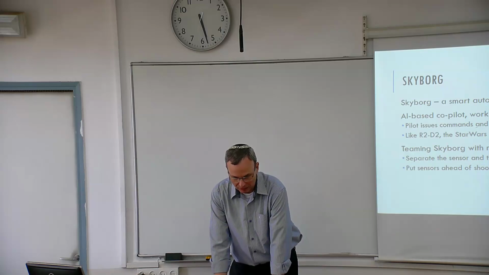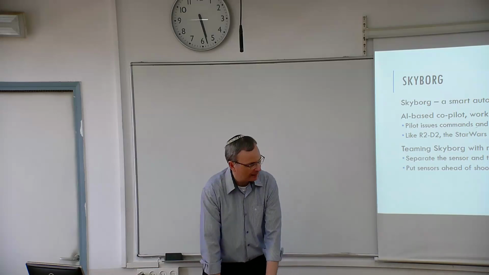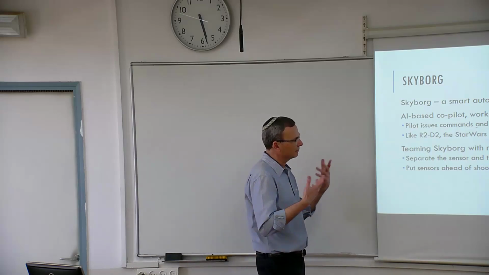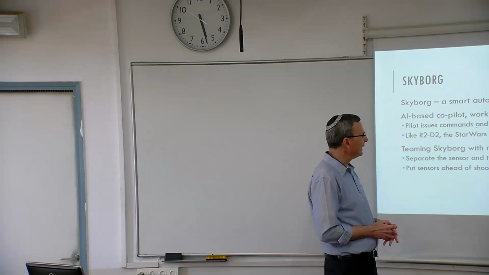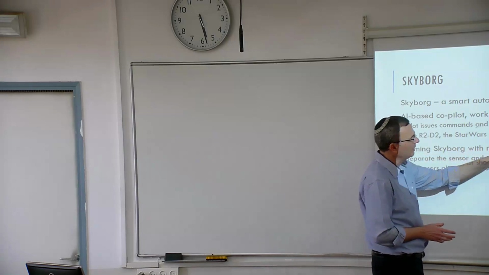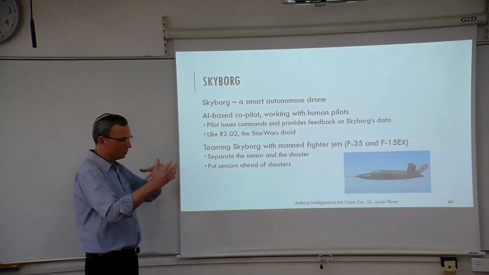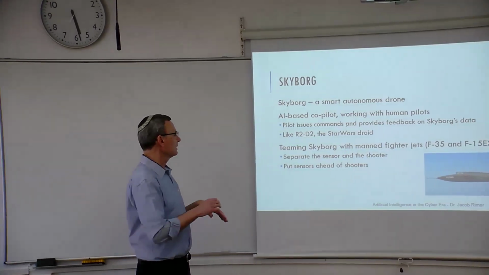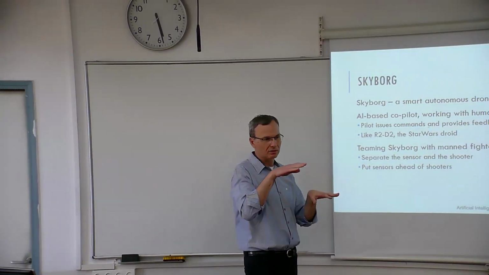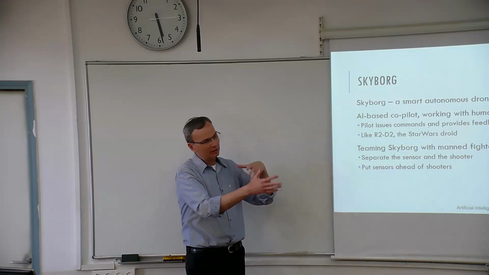The idea is that it works in tandem with a human pilot. So the human pilot issues commands and provides feedback to the Skyborg. The concept is R2-D2 from Star Wars, which was the co-pilot there, okay? And at least what the Air Force says is that they are building it, so they are going to team Skyborg with a main fighter jet, F-35 or the F-15, so that they will work as pairs and separate the sensors and the shooter. Let's say the sensor will be ahead and the shooter will fire from behind, or whatever.